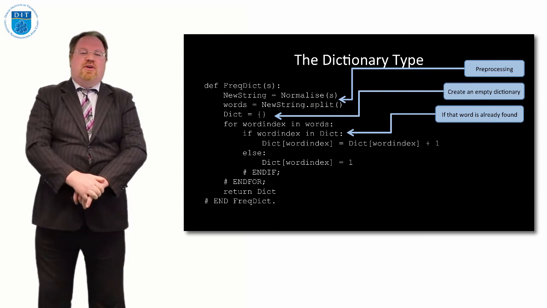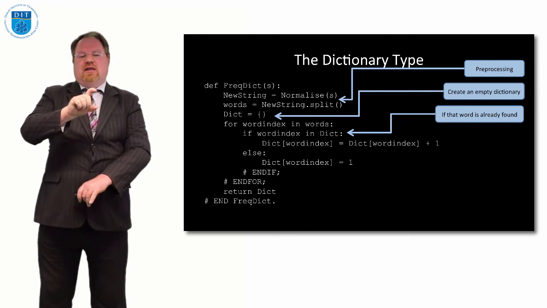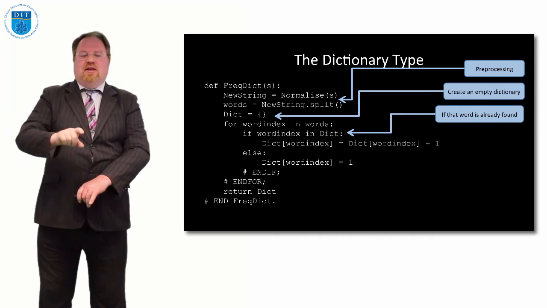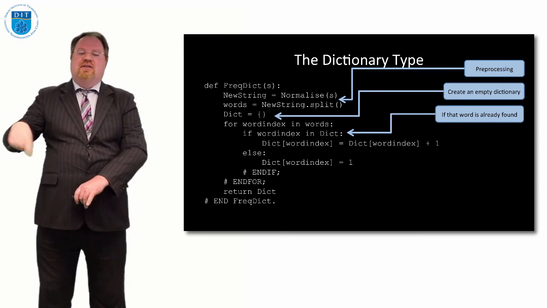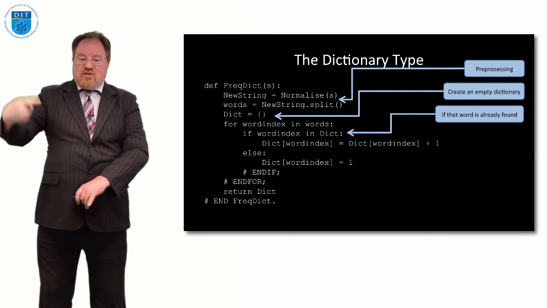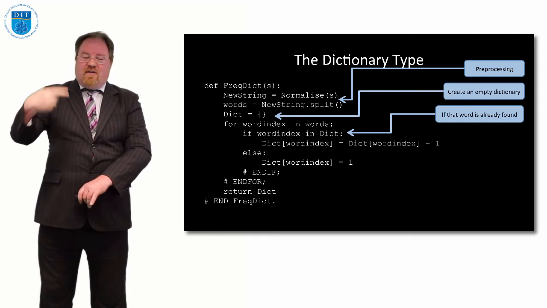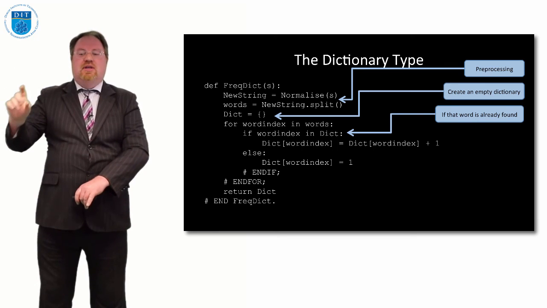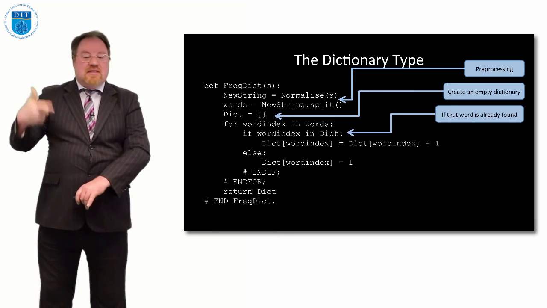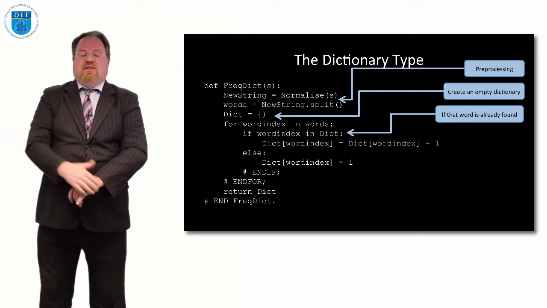So let's say I find the word a. The first time I find the word a, I'm going to create a dictionary entry with the word a in it, and I'm going to assign that the value 1. Now the next time I find the word a, word index will be in dic. So whatever value a has, it is 1 at the moment, it's going to be a plus 1, so it's going to be 2. So this is going to count how many times each word appears in the dictionary.